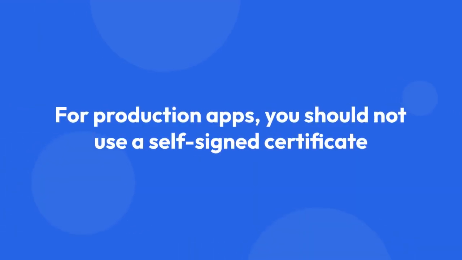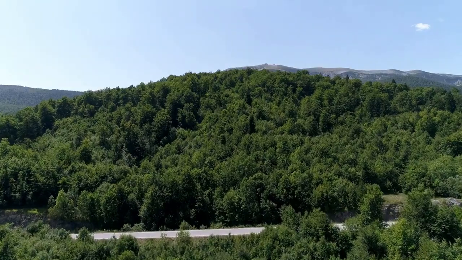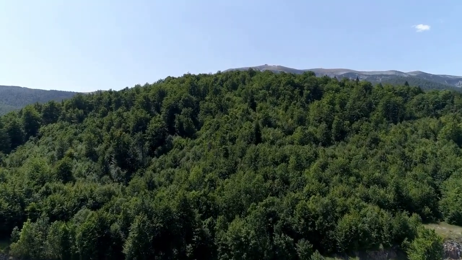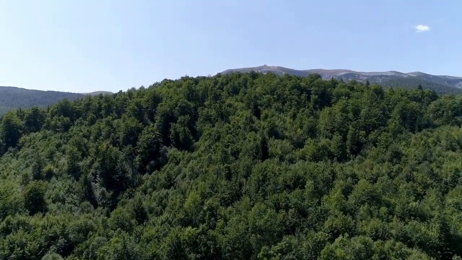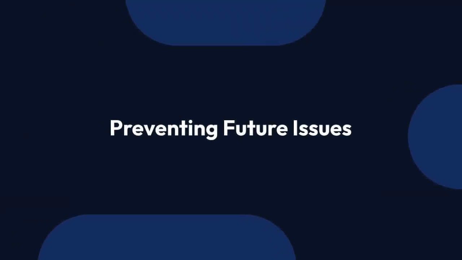For production apps, you absolutely should not use a self-signed certificate. Instead, you'll need a certificate from a trusted certificate authority. Check your network settings to rule out any proxy problems. Lastly, clearing your app's data and reinstalling it might resolve issues caused by a corrupted certificate cache within the app itself. 4. Preventing future issues.